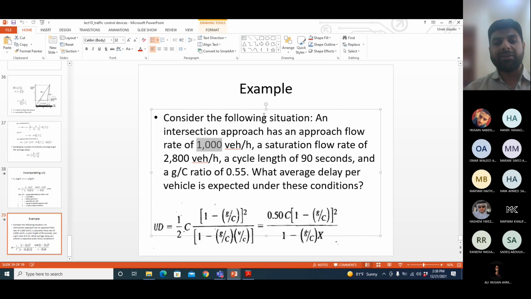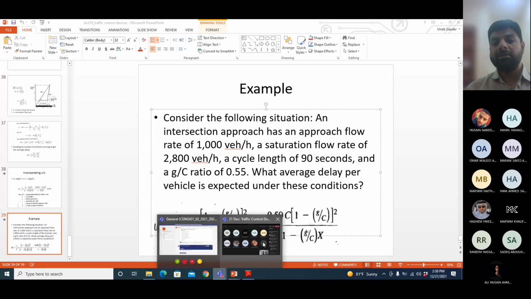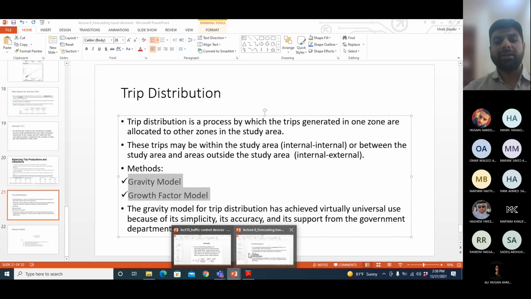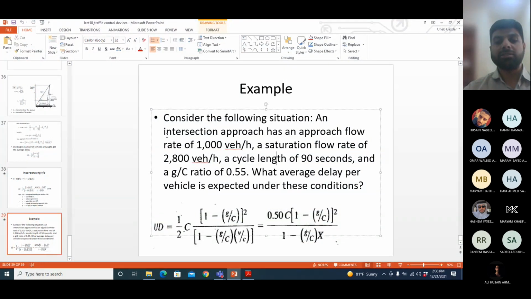From the data given in this question, how can I calculate capacity? And a hint, I've just explained it right now, just before starting this example. So using the data given in this question, how can I calculate capacity?